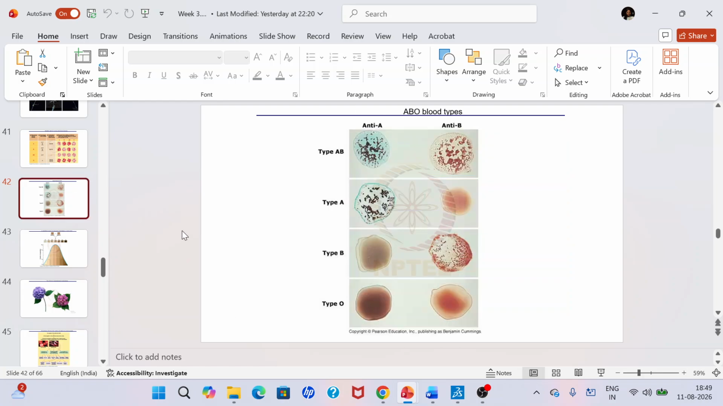So this is just to show, this is the agglutination test that we generally do to check the blood group of any organism. So they have shown that here.